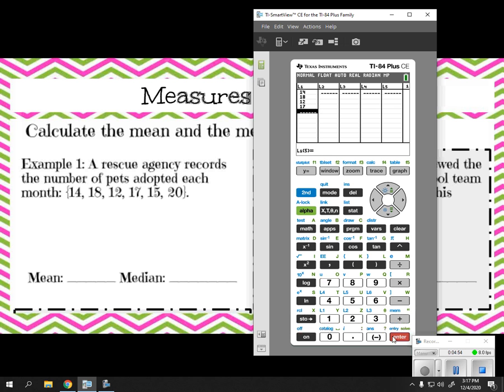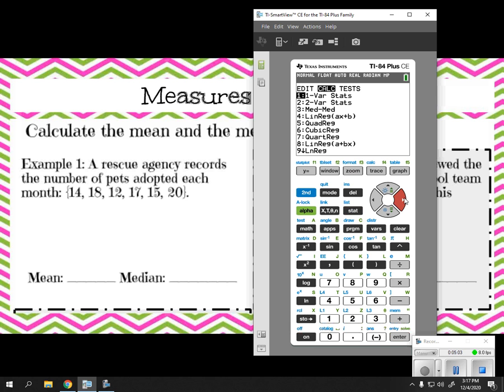17, 15, and 20. And then what we're going to do is hit stat and write, which should feel very familiar, but we're going to stop there. We're not going to do the linear regression because you don't have enough stuff. We're going to stop right here.